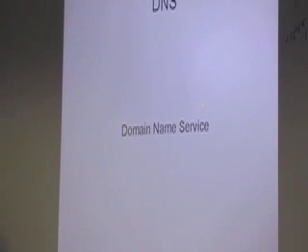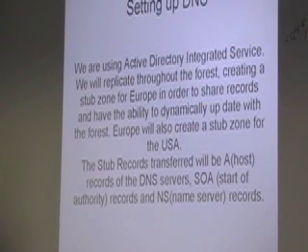The next thing I'm going to start on is DNS, which is the Domain Name Service. We're going to have it configured with Active Directory. Active Directory provides an enterprise-level tool for organizing, managing, and locating resources on a network, as well as secure dynamic updates for record aging and scavenging. We will replicate throughout the forest, creating a stub zone for Europe in order to share records and have the ability to dynamically update within that forest.